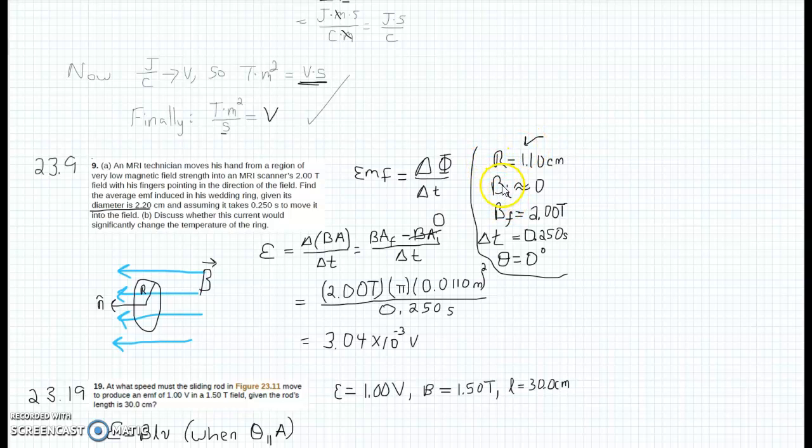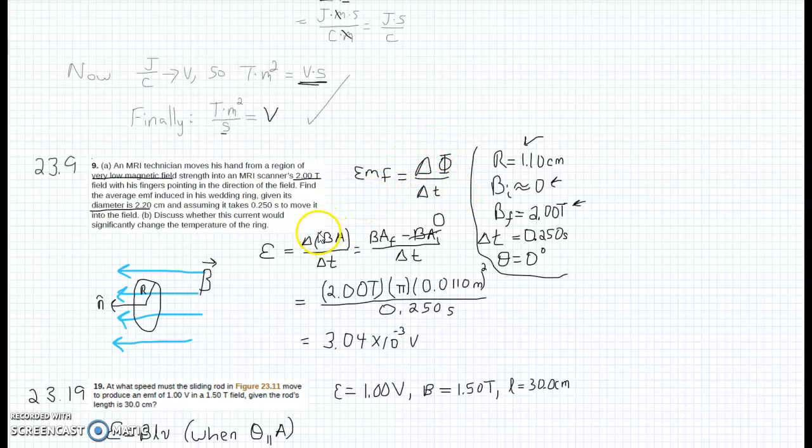centimeters. The initial field is weak, right? So it has a very low magnetic field initially. So we're going to essentially call that 0, right? And then he goes to a final field strength of 2 Tesla, and that's a very strong magnetic field, right? Very strong magnetic field. And he pushes his hand into that region in about a quarter of a second, right?